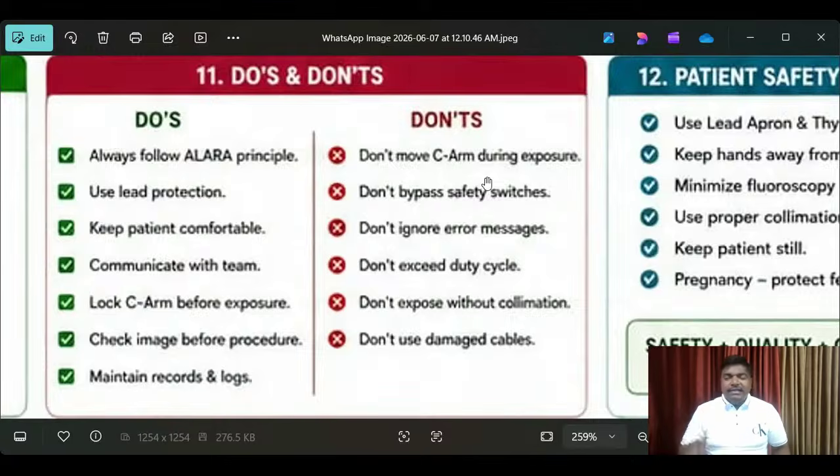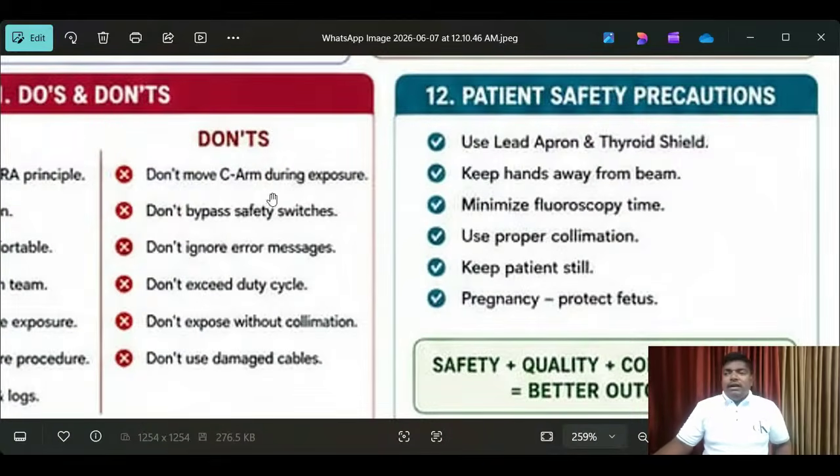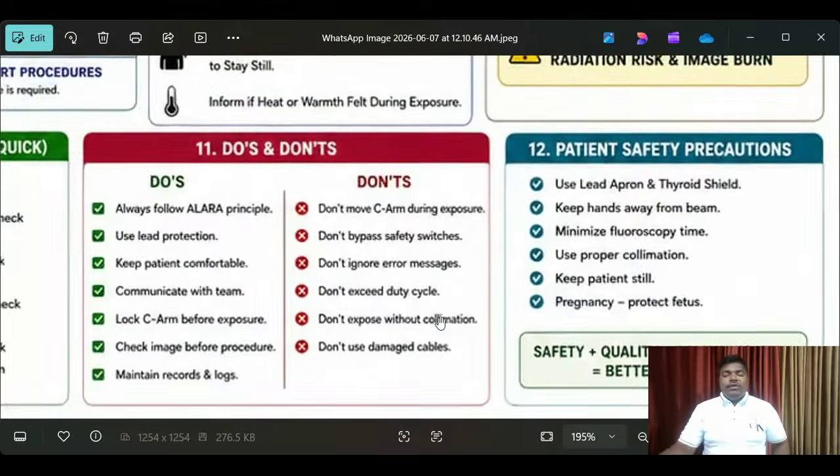As a biomedical engineer, we have to know the mistakes and the clearance. That is troubleshooting: when a problem comes, why it came, and what the solution is. That is important. Now see here, patient safety precautions: use a lead apron and thyroid shield, keep hands away from the beam, minimize fluoroscopy time, and use proper collimation. Keep the patient still, and protect the fetus in pregnancy. These are very, very important. The information I have shared is excellent.